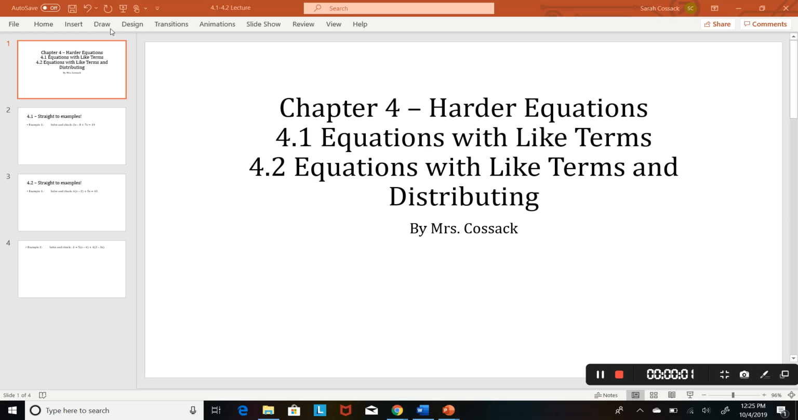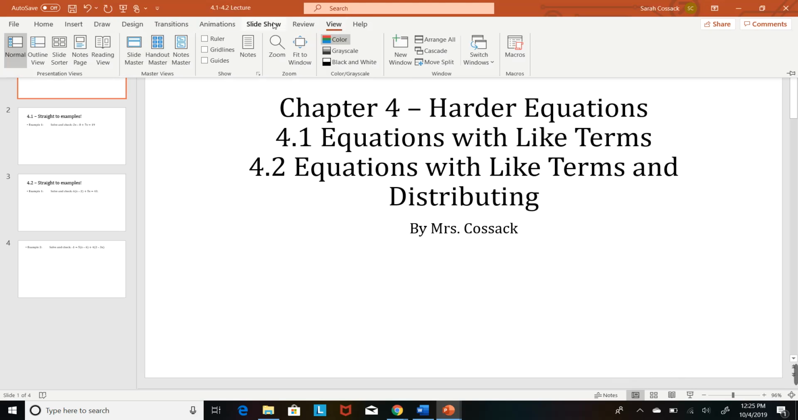Okay, algebra, we're going to go ahead and start chapter 4. Chapter 4 is called Harder Equations, but you shouldn't be scared. I don't think you'll find them to be extraordinarily difficult. Most of the stuff is pretty intuitive.